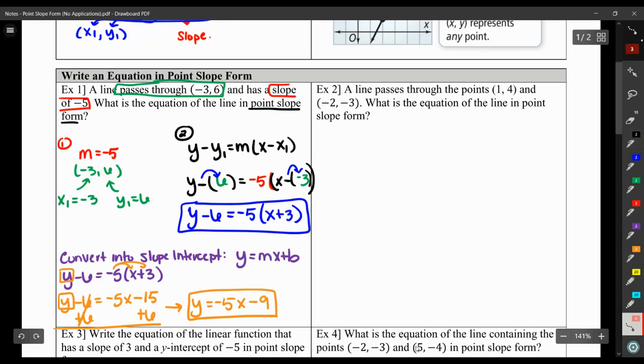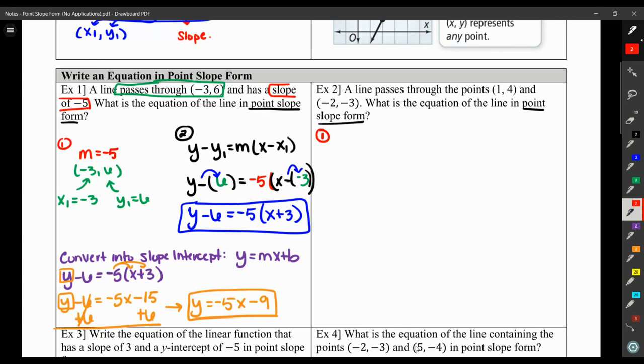So for example 2, a line passes through points 1, 4 and -2, -3. What is the equation of the line in point slope form? So no need to convert it. Well, first step is to find your pieces. Well, the first piece I need for point slope form is a point, which I have. I have 2 points. I'm going to choose the one that has the most positive. So I'm going to choose this one. So x1 is 1 and y1 is 4.